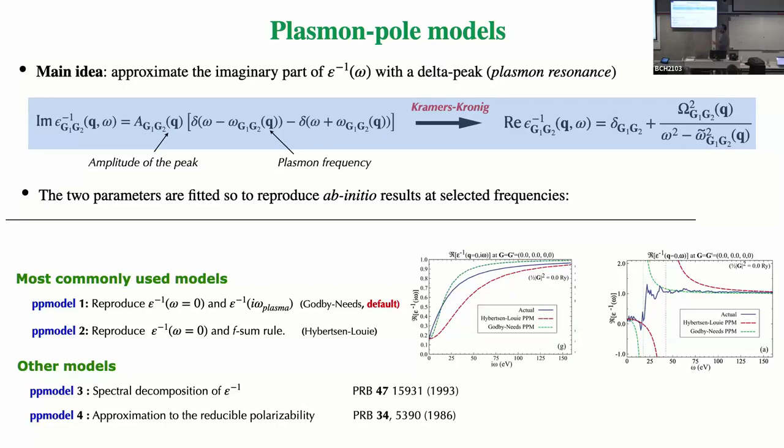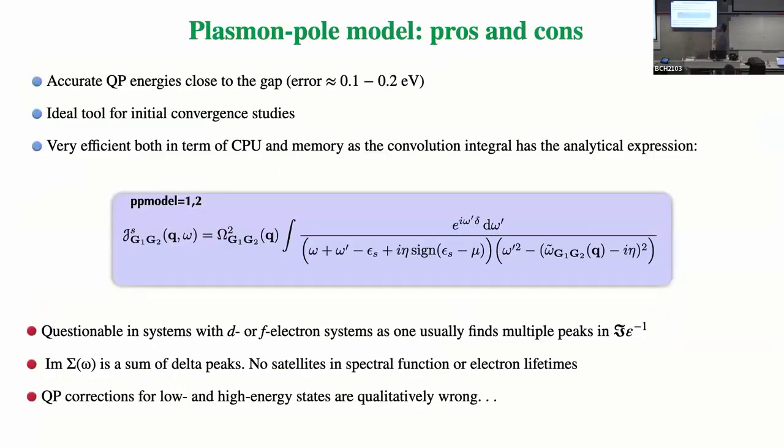Again, this is an approximation. It usually works well for states around the gap, but there are also some drawbacks that you should be aware of. So first of all, this is the typical error. When I say error, if we compare the results with the more expensive numerical integration of the self-energy, this is the typical error that we should expect for simple SP materials.